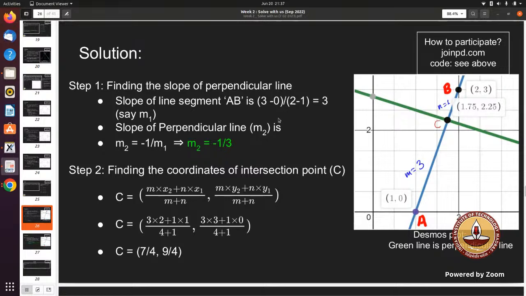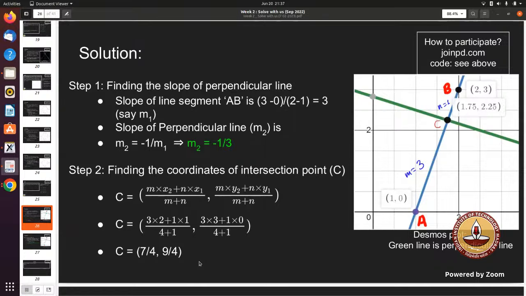That is clear. Now we have to find the coordinate of C. So this is basically m is to n. If it divides in m is to n, this is the formula we are getting. And this should be 3 plus 1, not 4 plus 1, because it is dividing in 3 is to 1. So we are getting 7 by 4 and 9 by 4. Till this it is clear?